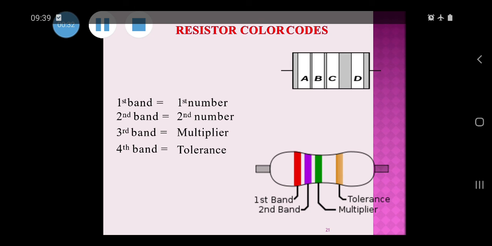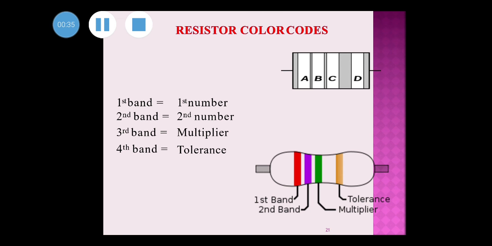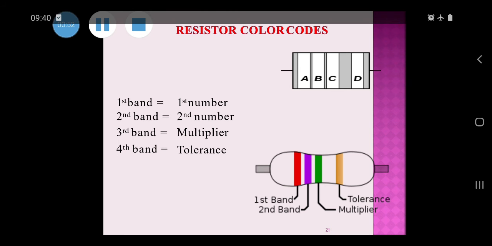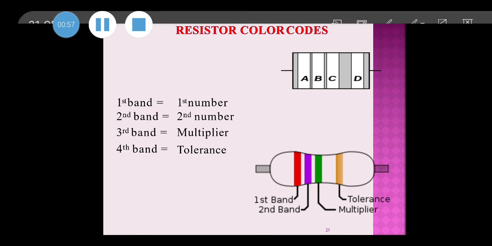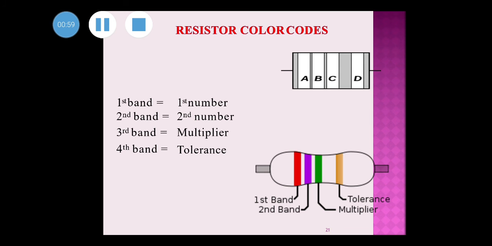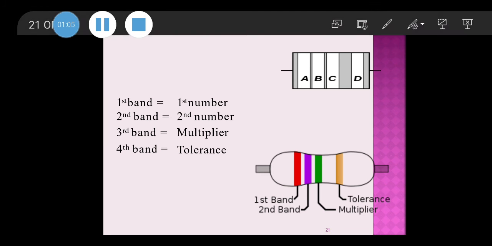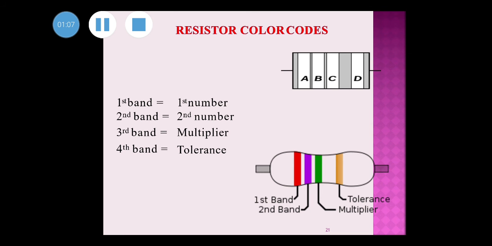So now in today's lecture we will study about the resistor color codes. We have already discussed the resistor as a passive component, then different types of resistor, and today we will study the resistor color codes. So here you can see the resistor. As we have seen already, I have shown you the picture of the resistor.